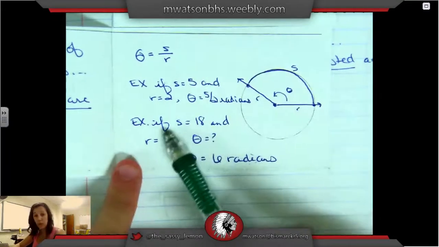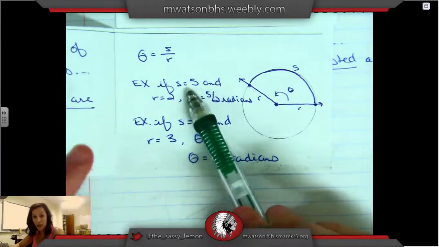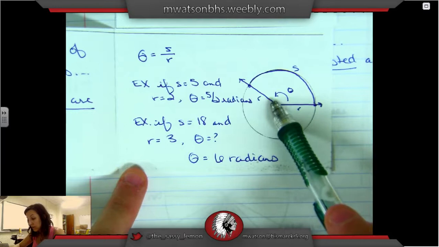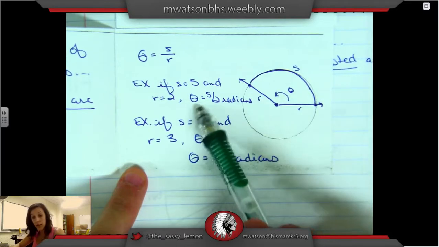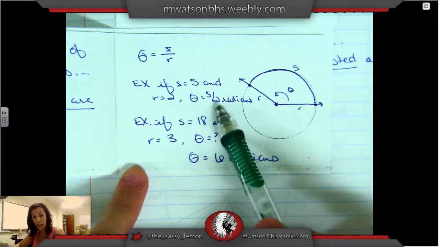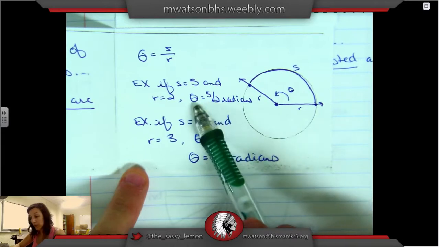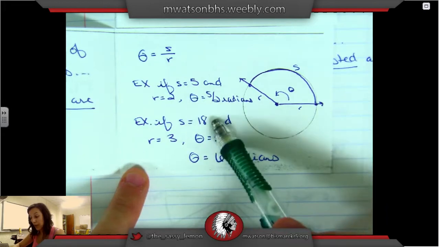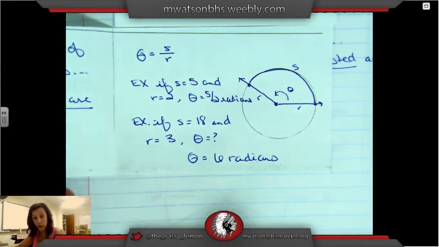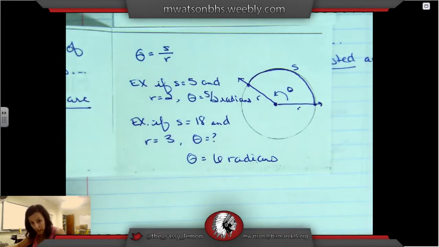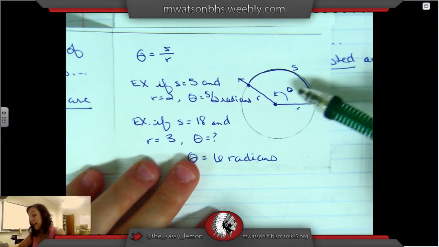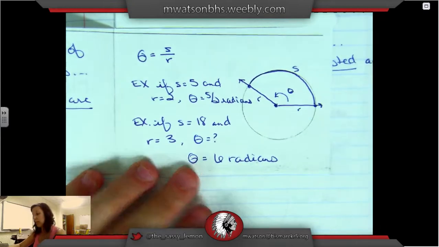So in this example, I said, well, s is 5 units long and the radius is 2 units long. And then we found theta, which I've already written in here. So we did the math. We just plugged in s, which was 5, r, which was 2, and we got 5 halves radians, or 2.5. That's all it is. So radians depend on how long your arc length is and how long your radius is. Okay, so jump forward.